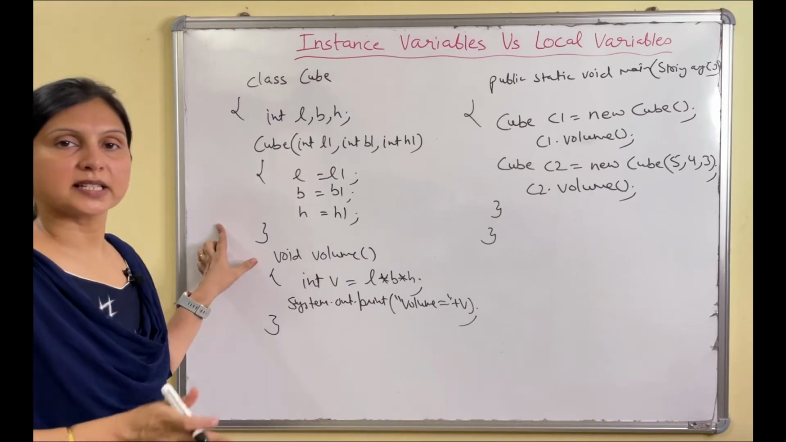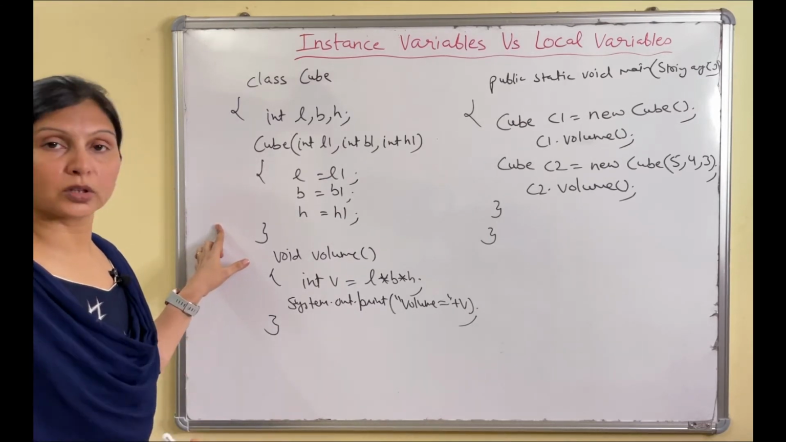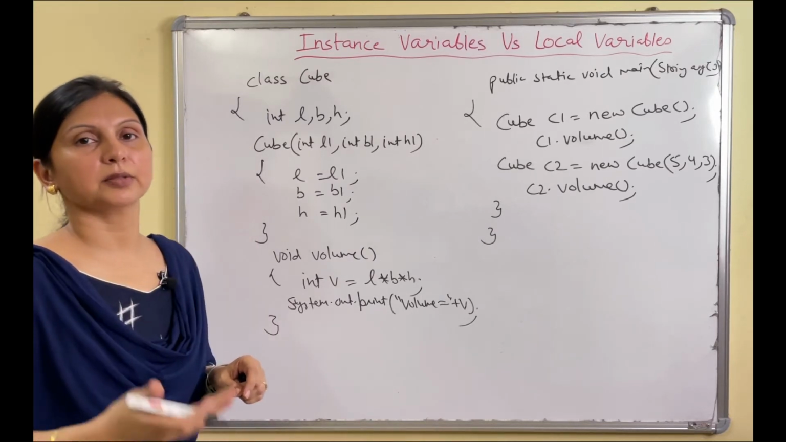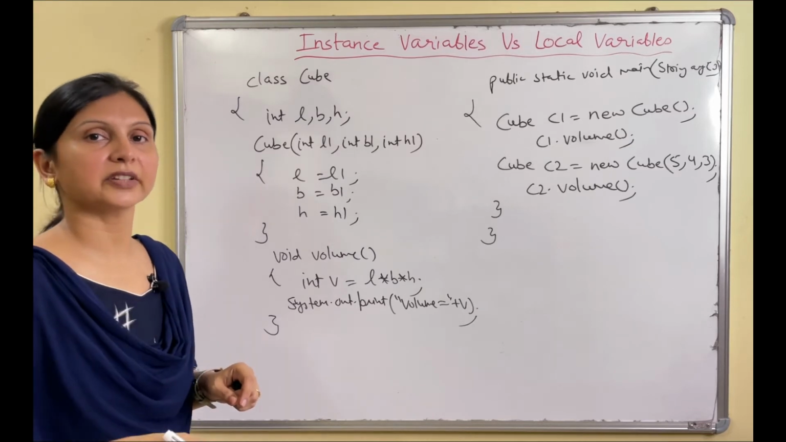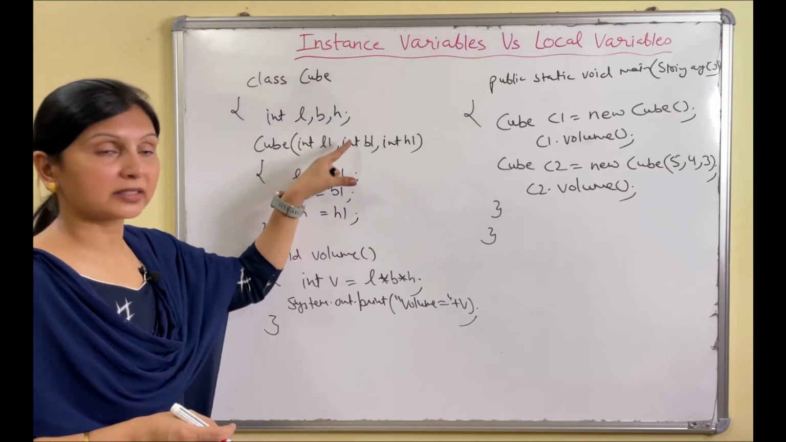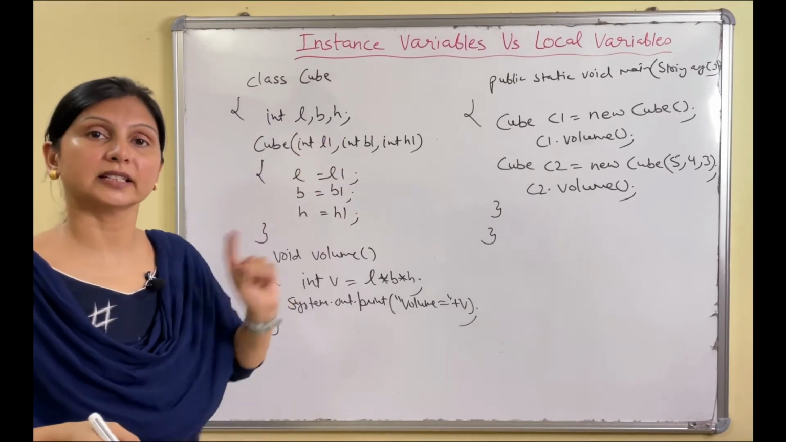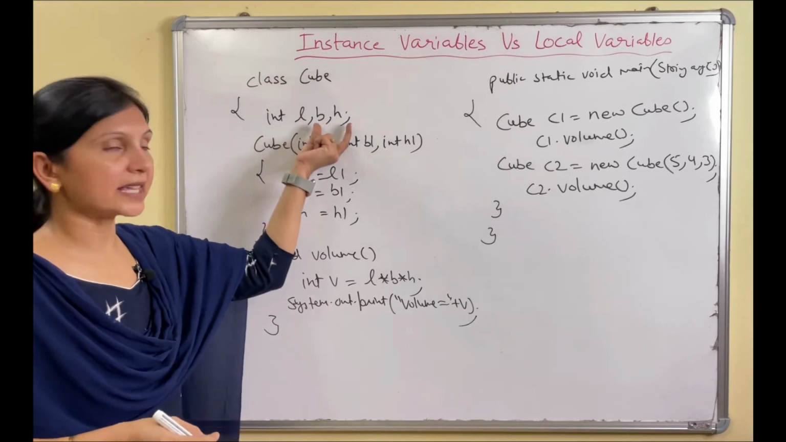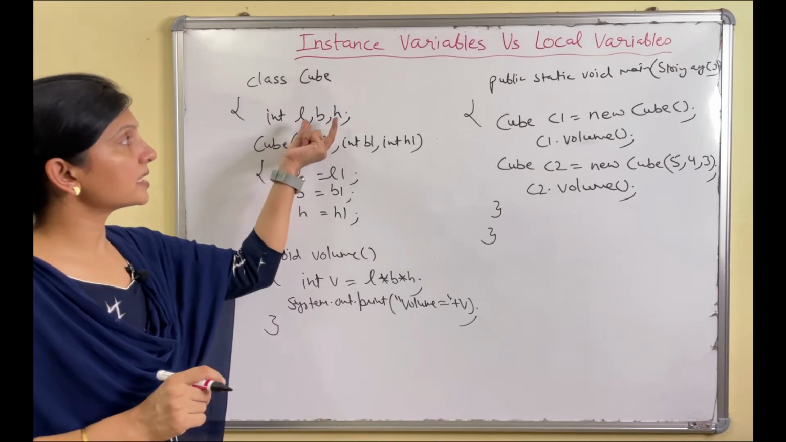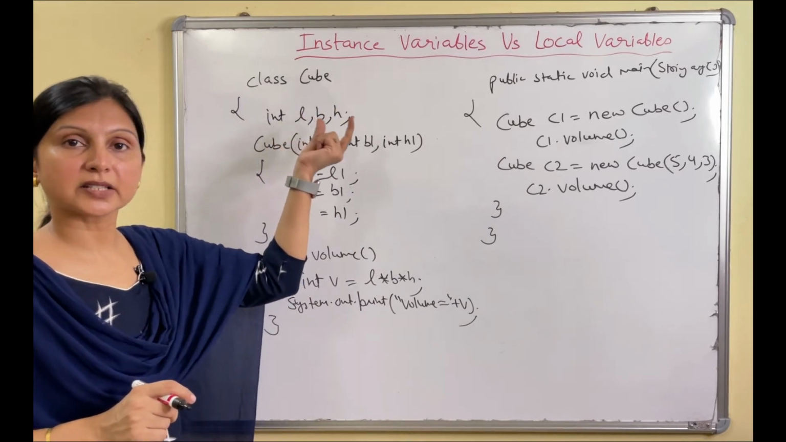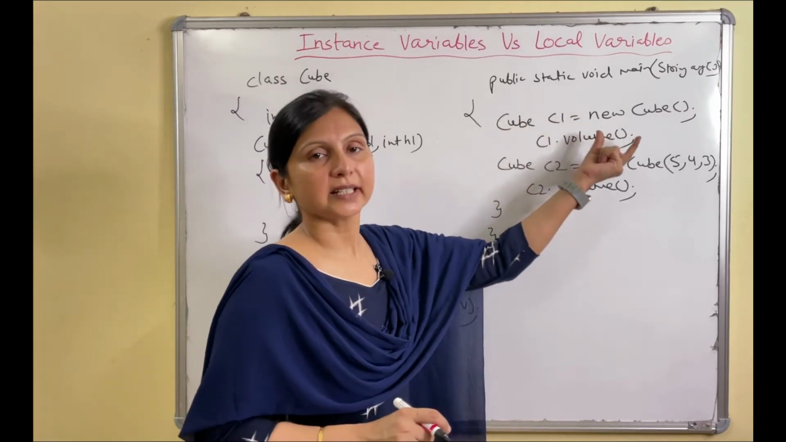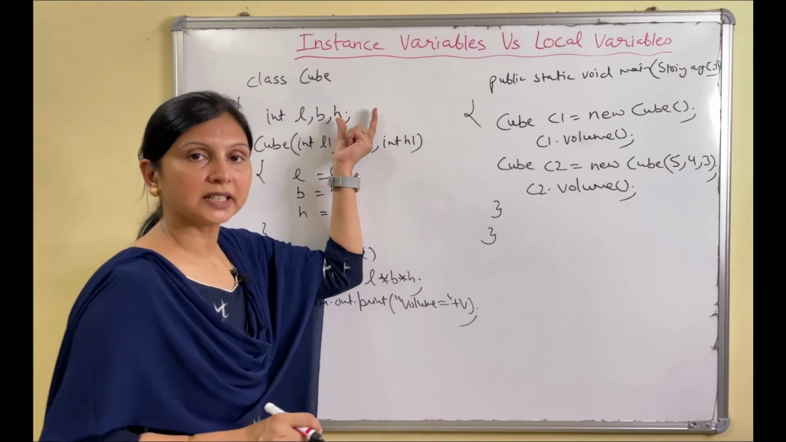Now we will see what are instance variables and what are local variables in this program. So if the definition is asked what are instance variables, you can write instance variables are the variables which are declared within a class but outside the method or constructor or any other block. So L, B, H are the 3 instance variables. And the second feature is, these instance variables are created when we create the object. So as we create the object, these variables will be created.